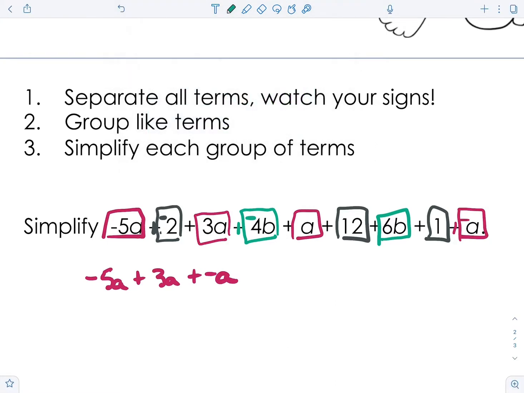And then we'll go ahead and group our b's. So we have plus negative 4b plus 6b. Those are terms. And then plus negative 2 plus 12 plus 1. Those are like terms because they don't have anything at the end of them. They're constants. So these are three terms. So our a's, there are three terms. B's, 2 terms. And then our constants, 3 terms.